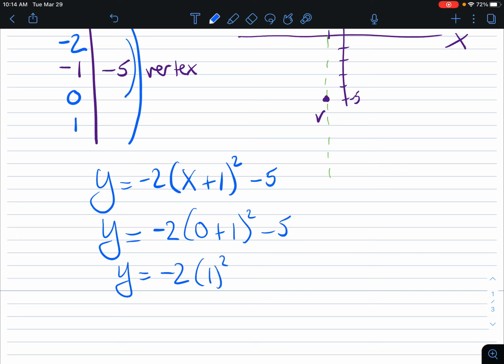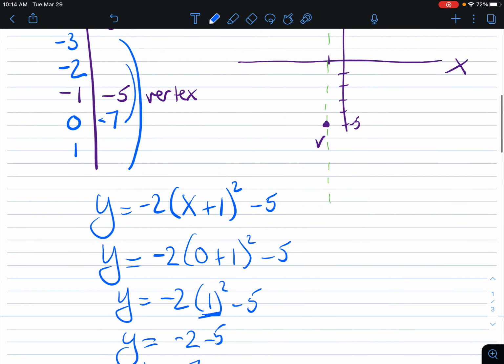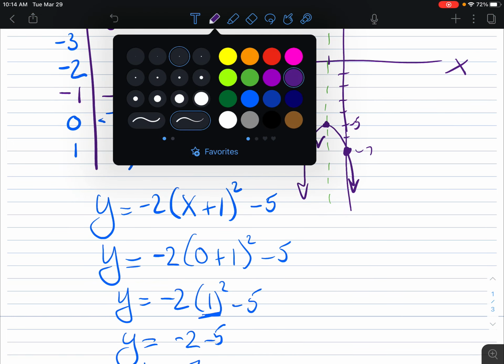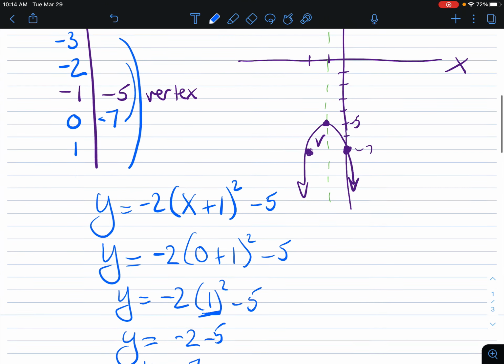-2 times 1 squared, because 0 plus 1 is 1. 1 squared is 1 times -2 is -2, and minus 5 is -7. Okay, so 0, -7. Let's get that on here. I have a point right here. Now, because of symmetry, I can reflect it right over here. And guess what? Now you can draw your parabola. Now, I'm going to double check this because if I made a mistake here when I plugged in 0, I want to be able to catch my mistake.